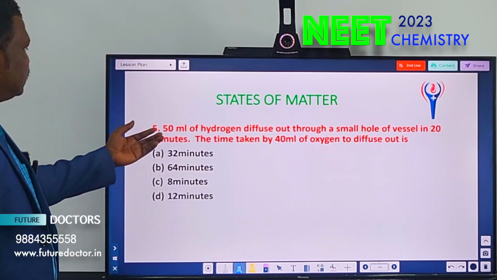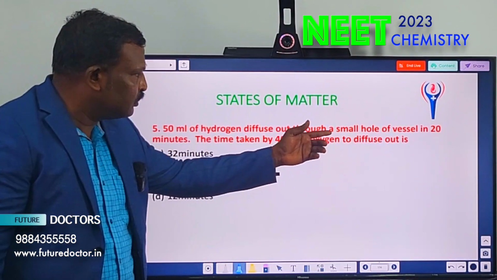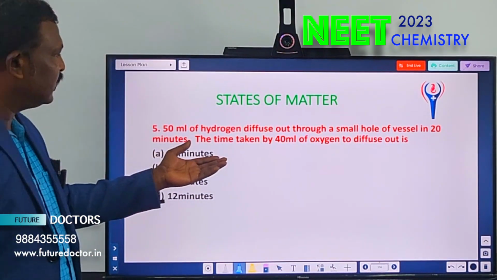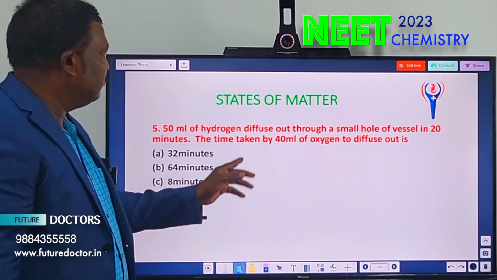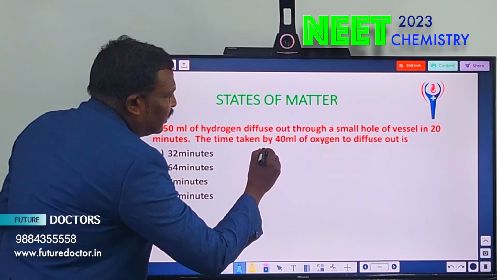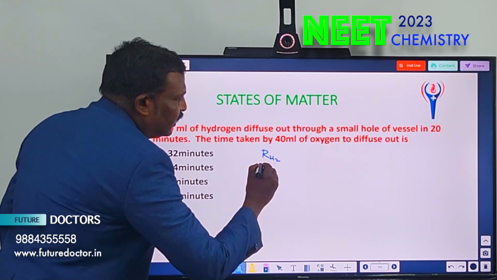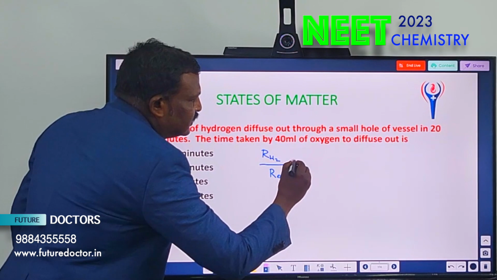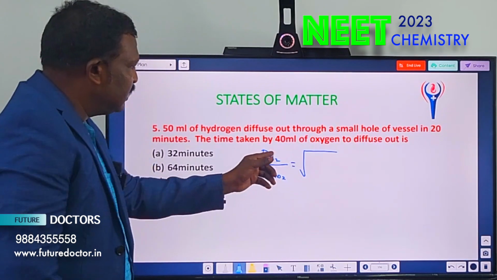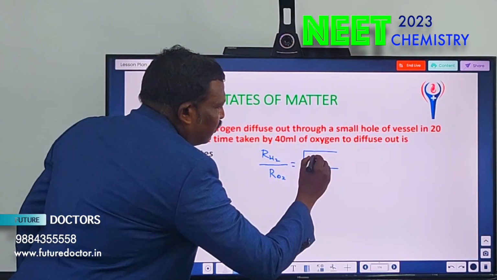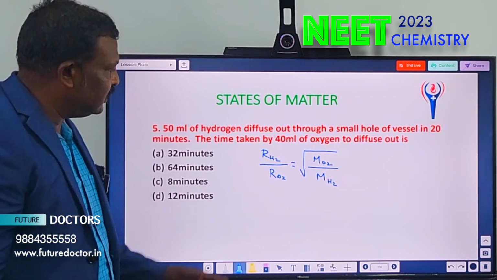Next one, the same sums we studied, we have seen in the previous fifth one. 50 ml of hydrogen diffused through a small hole of vessel in 20 minutes. The time taken by 40 ml of oxygen to diffuse. Here diffusion is given. So the formula: rate of diffusion of hydrogen by rate of diffusion of oxygen. Last time time was given, but here rate of diffusion is given. Rate of diffusion and molecular mass are inversely proportional, so I put molecular mass of oxygen by molecular mass of hydrogen, in reverse.